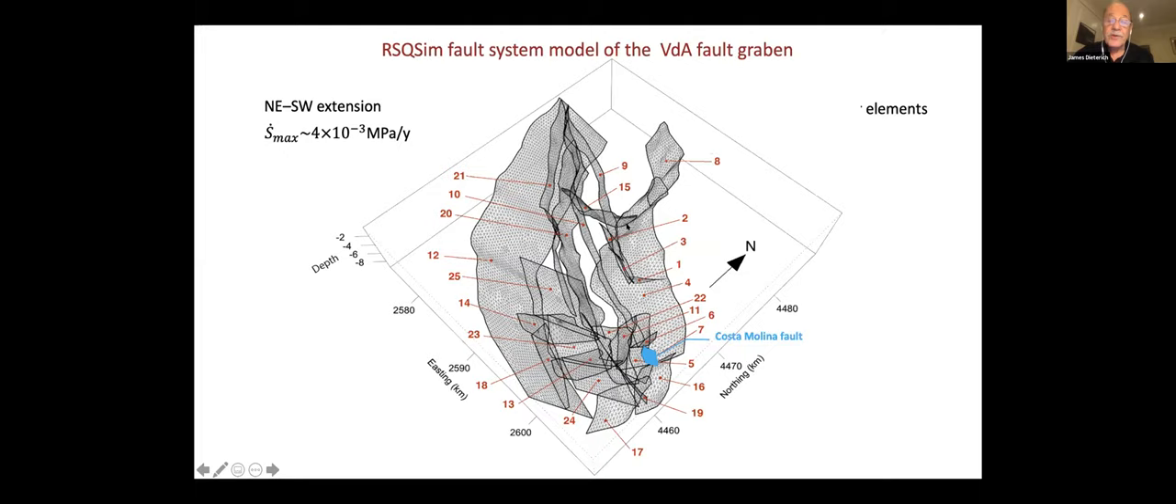There's clearly more faults than this. We think these are the major faults, so there's an approximation there. Our plan for the next phase will be to use RSQ-SIM with the full fluid pressure changes over the entire field. And ENI has a pretty good idea of what those are because they've got wells all over the place and they spend a lot of resources modeling the fluid pressures and fluid diffusion in the field.